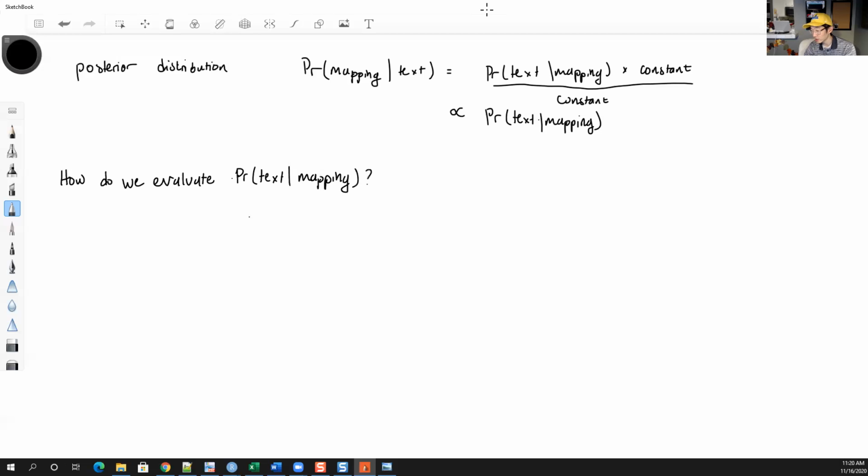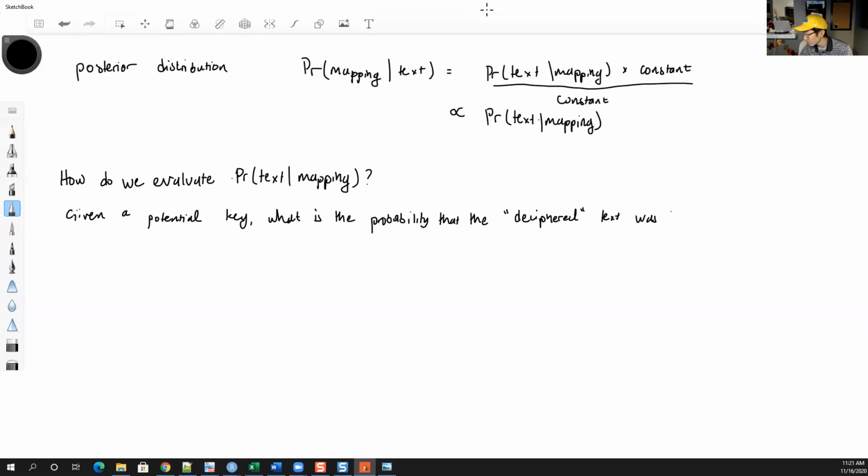And this basically is the question, given a potential key, what is the probability that the deciphered message, that the deciphered text, was the original message?